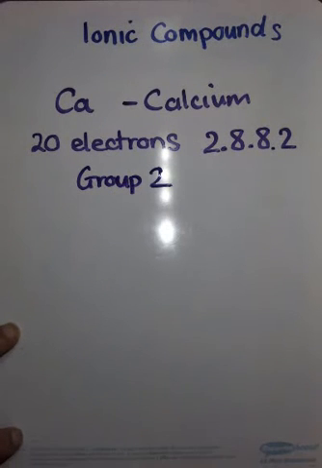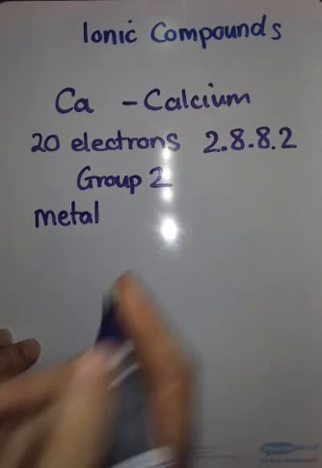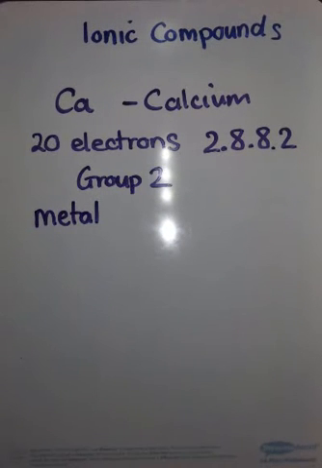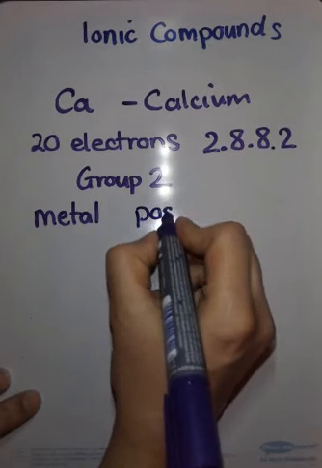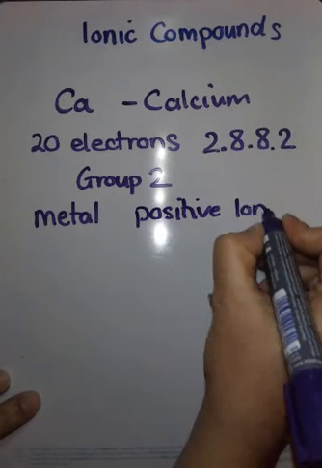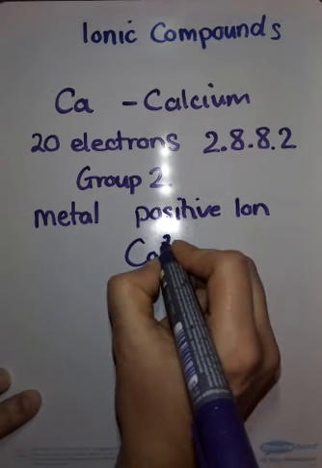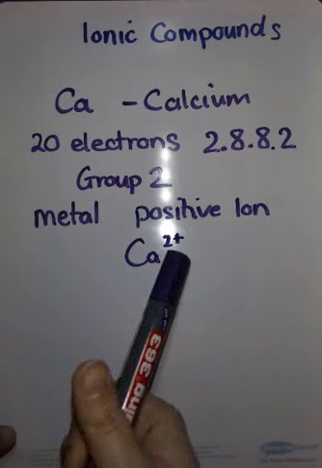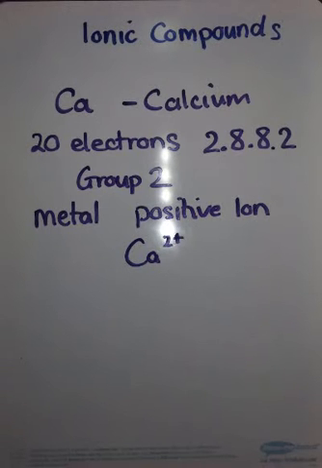Because it's in group 2 and calcium is on the left hand side of your periodic table, we know that it's a metal. Now if we know that it's a metal, it's going to have a positive ion. And because it's in group 2, it's going to be a 2 positive ion. So when we write calcium's ion, it's going to be 2 positive. It doesn't matter if you write the positive first or the 2 first. It doesn't actually matter at this stage. So there is our calcium ion.